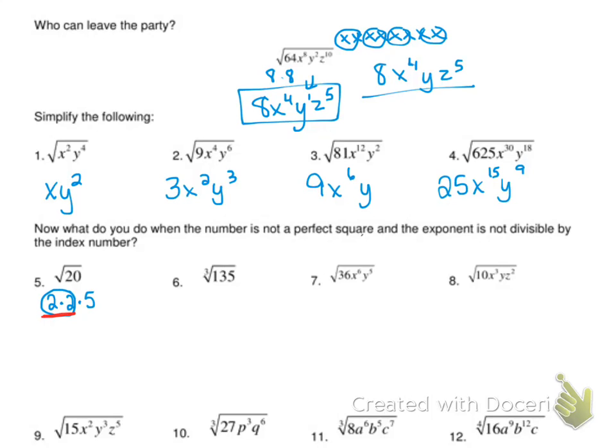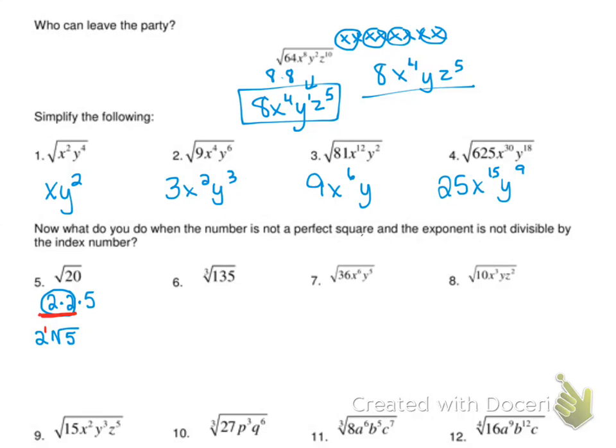When those pair of 2's leave, there's one pair, so that's 2, and then the 5 has to stay at the party, because that 5 is going to get busted, because it does not have a partner to leave the party. So these 2's got to leave. There was one pair, so 2 to the 1, the 5 had to stay. Okay, now look at this next one.